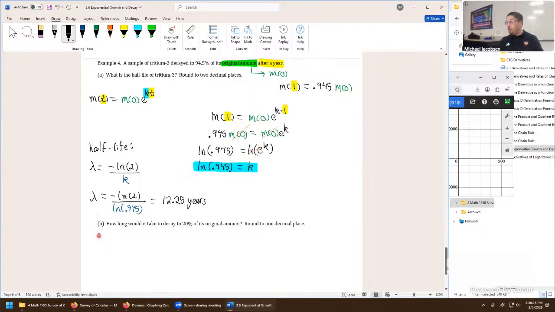How long would it take for it to decay to 20% of its original amount? If it decays to 94.5% after 1 year, we'll use the value k here, plug it back into the model, and solve for that time. Well, the major punchline with part A in this whole exercise, example 4, is just to work with half-life a little bit more. Any last questions at all, folks, before we try out part B?